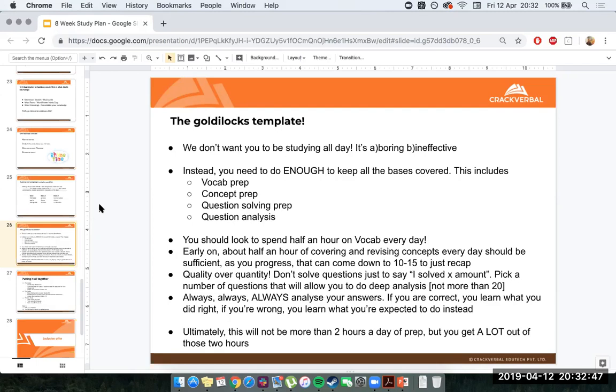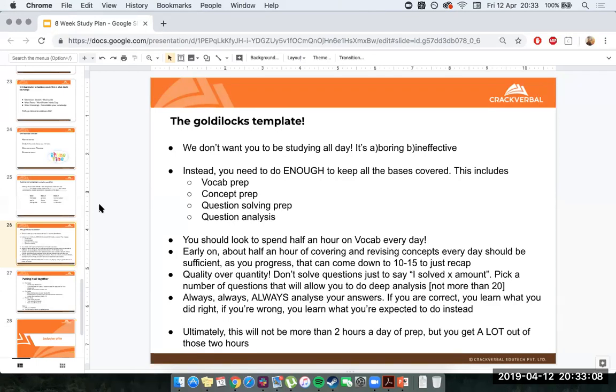So what do you need to do? Vocab prep, which we discussed. Concept prep, we discussed the concept. Question solving prep, we solved the question. And most importantly, question analysis, which is what we did after solving the question. You do need to do all 4 of these things on a regular basis, right? So how does that come out to be?